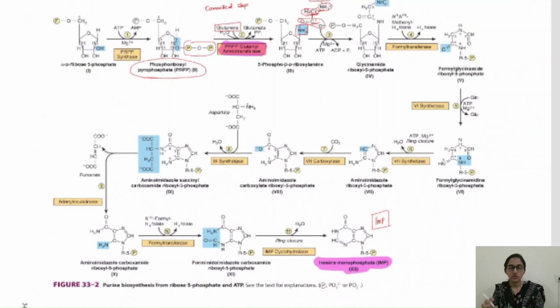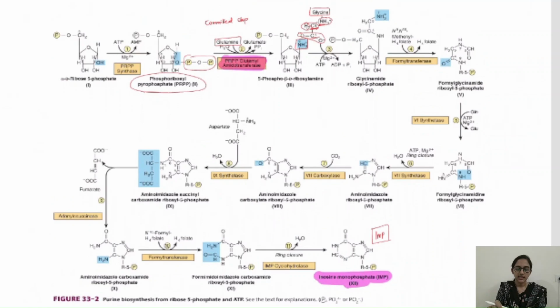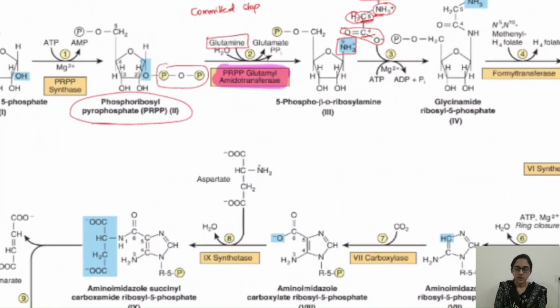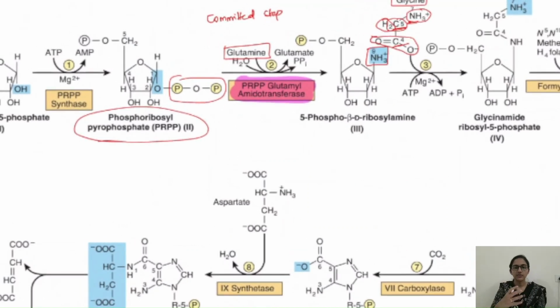Yes, I'll just tell you only the sources. So the first step is nothing but phosphoribosyl pyrophosphate synthase. That's the preparatory step. So starting from PRPP, we are going to start purine synthesis.